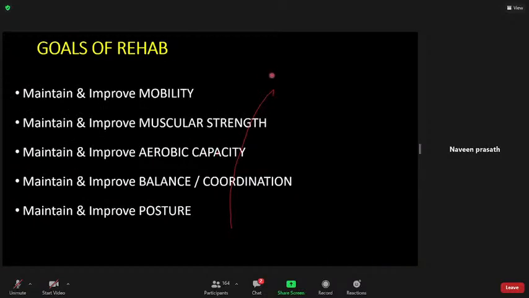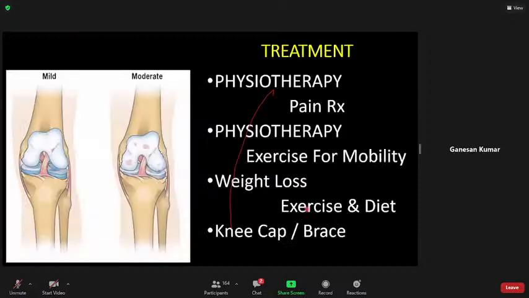So what are the goals of rehab? The basic goal of a physiotherapist when looking at an osteoarthritis patient is trying to maintain and improve mobility, so keep them as mobile as possible. Try to improve their strength. Maintain and improve the aerobic capacity of the patient. Improve the balance, coordination and posture. A lot of the time people ignore balance and coordination because they think it is okay or not required. But it is very important because there is going to be a change in the kinesthetic sensation and the proprioception that comes from the knee joint.